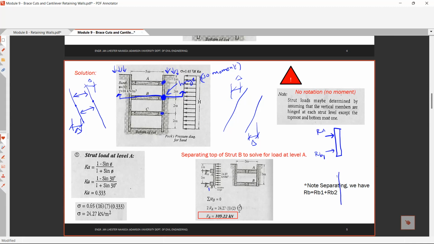Okay, yung dito naman sa ilalim, considering sa ilalim, separating yung ilalim, you have this RB2 and you have this RC. Then yung point B dito is the summation of your RB1 plus RB2. So that is the free body diagram of your brace cuts.